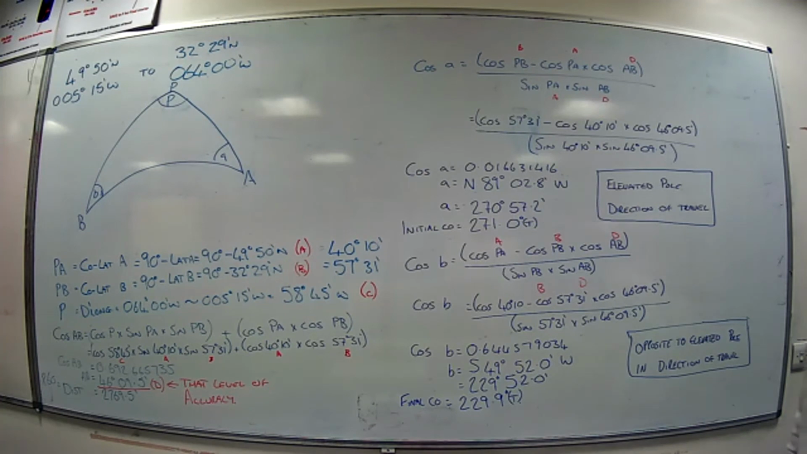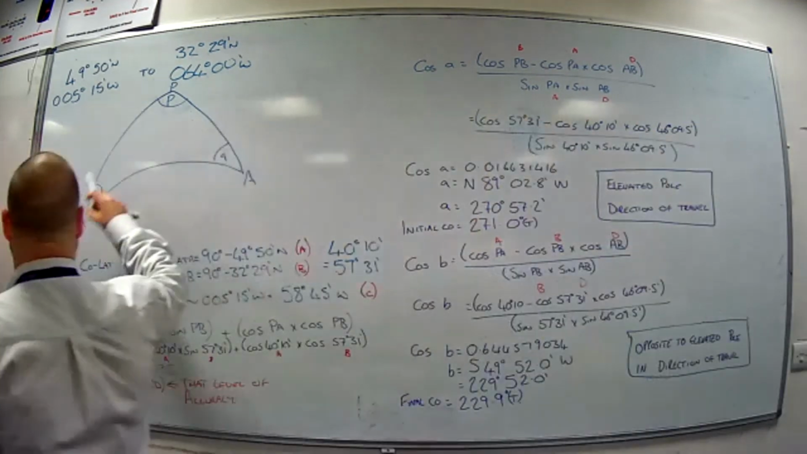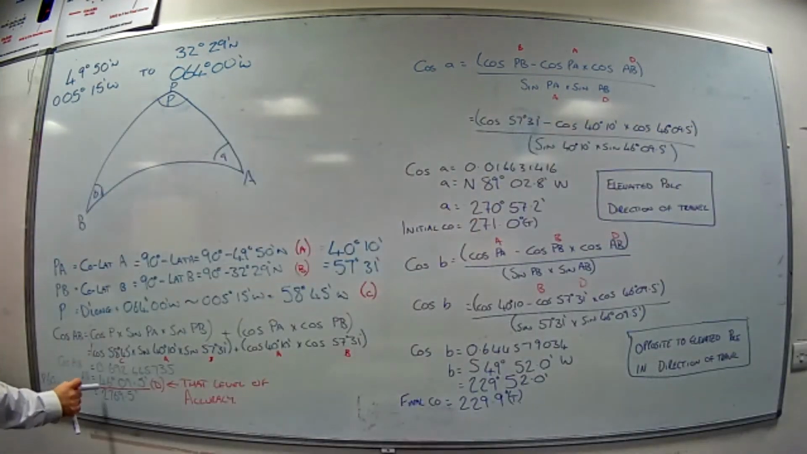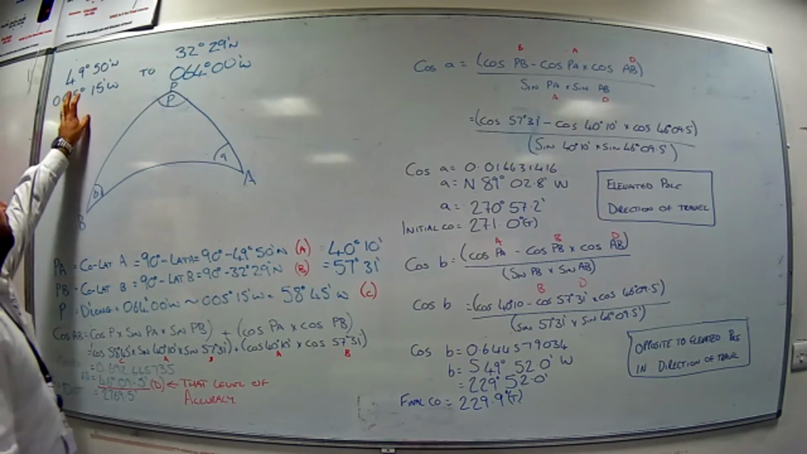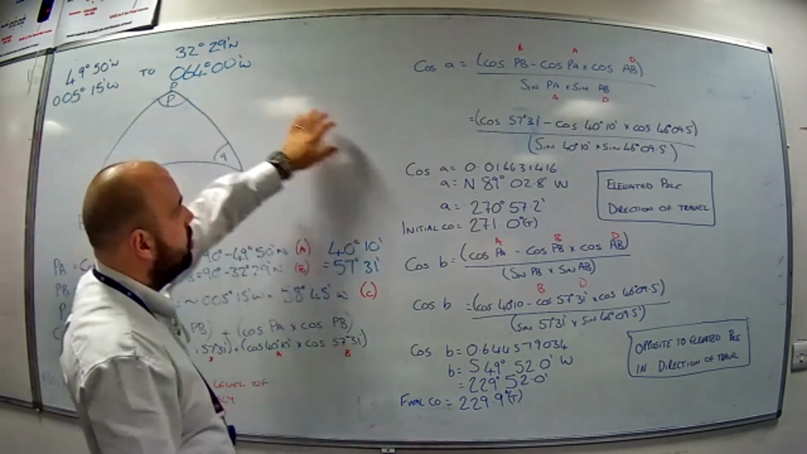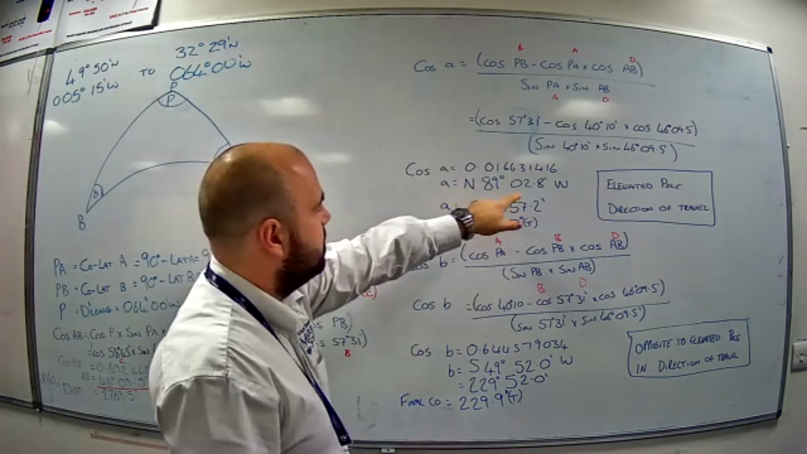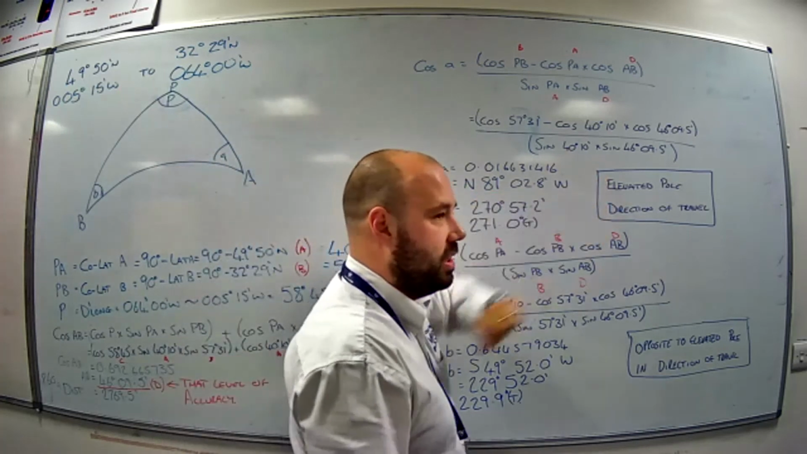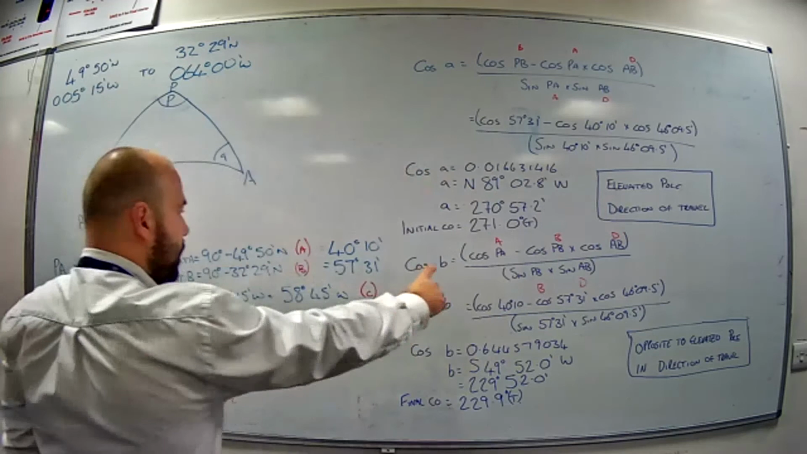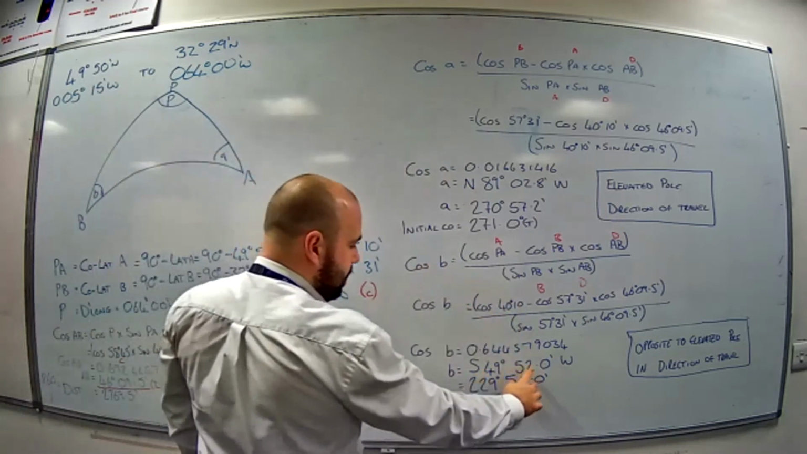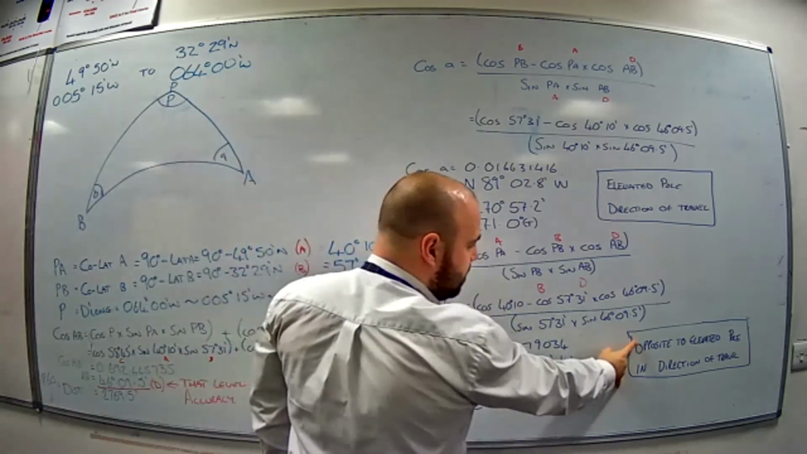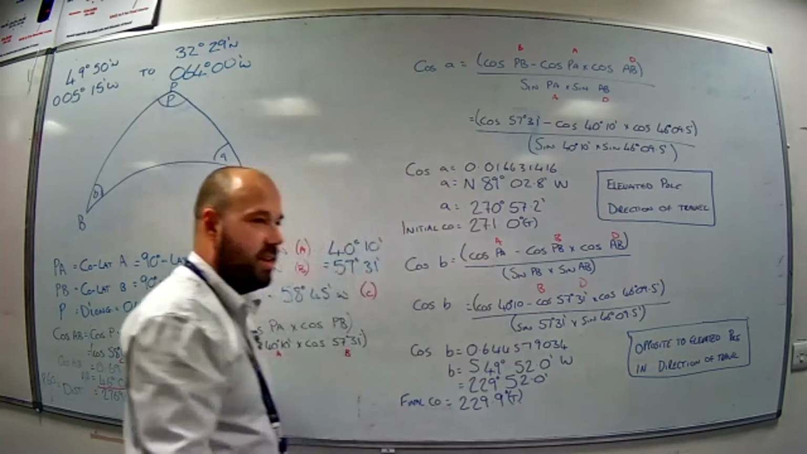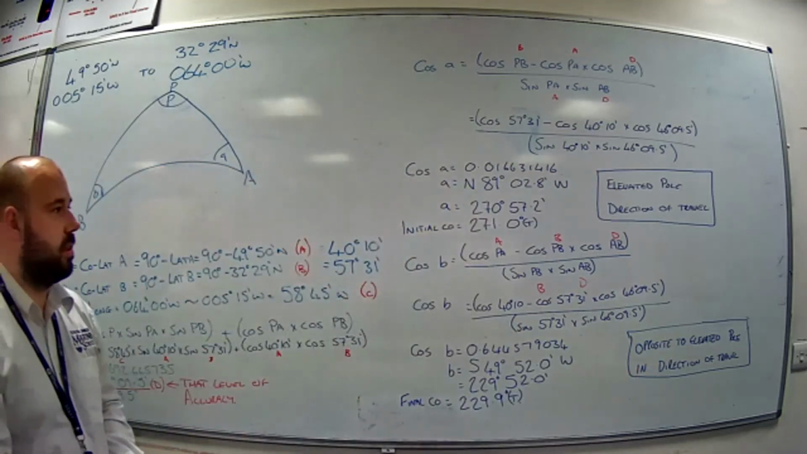Okay, so we've worked out a great circle distance of 4609.5 from position A to position B. We worked out an initial course, 8902.8, north and west, elevated pole, direction of travel, that's how we named it. We worked out a final course, 4952, south and west, because it was opposite to the elevated pole, still in the direction of travel. That never changes.